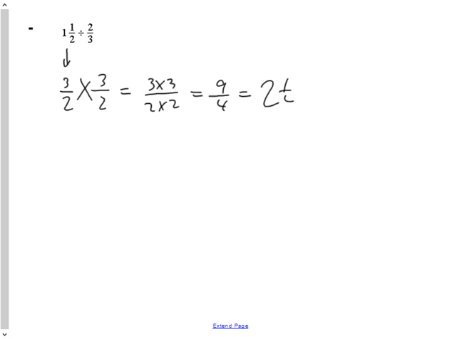And your last question in this particular area is 1.5 divided by 2/3. First thing to do is don't use mixed fractions, use improper. Multiply that by the reciprocal of 2/3, which is 3 over 2. Multiply your numerators. 3 times 3 over 2 times 2. You get 9 over 4, which is 2 1/4.